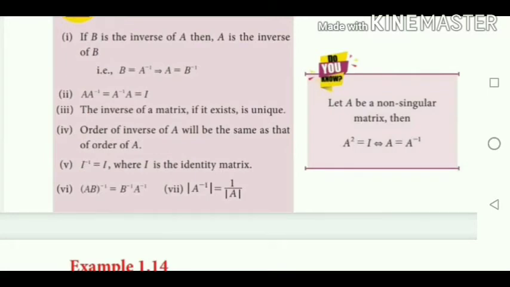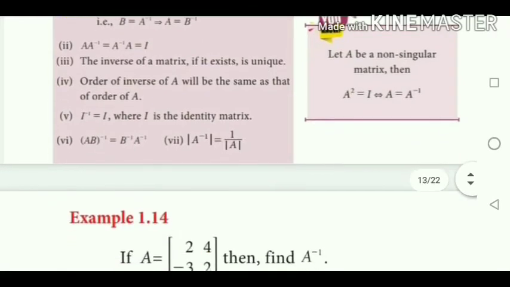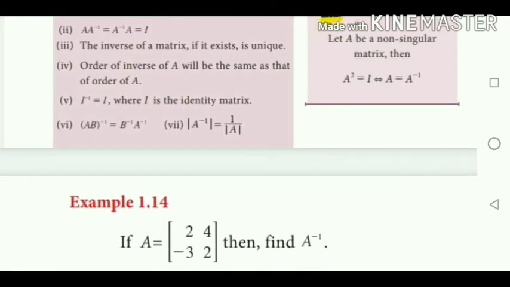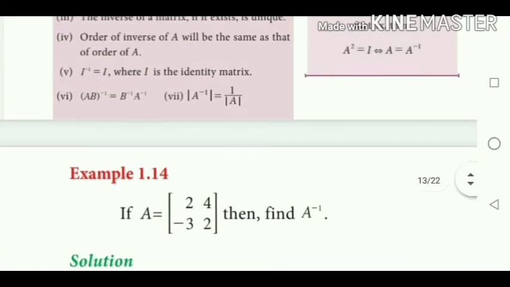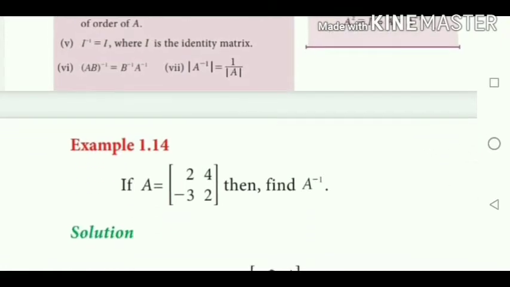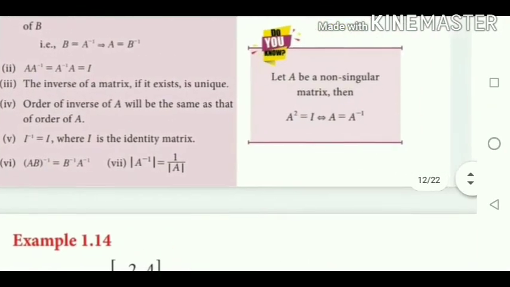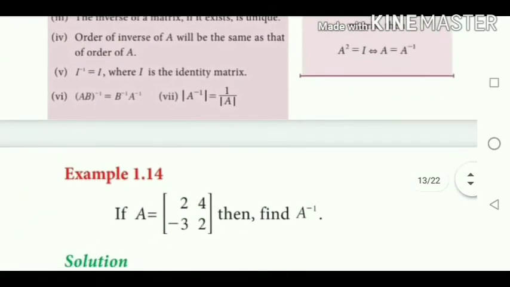You may see the sums related to this topic. The inverse of a matrix, if it exists, is unique. The order of the inverse of A will be the same as the order of A. So if you are finding it for a 2 into 2 matrix, the inverse is also a 2 into 2 matrix. These are some properties that are given. (AB) whole inverse means B inverse into A inverse. The determinant of A inverse is 1 by the determinant of A. These are some steps relating to the formula. Let A be a non-singular matrix, then if A square equals I, A equals A inverse.